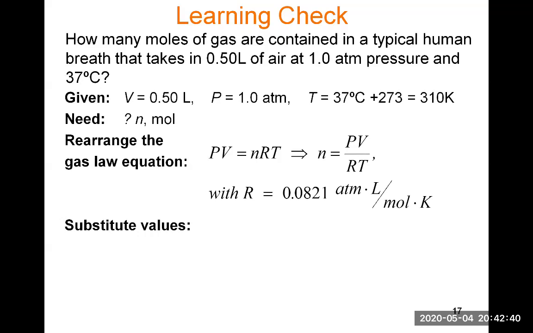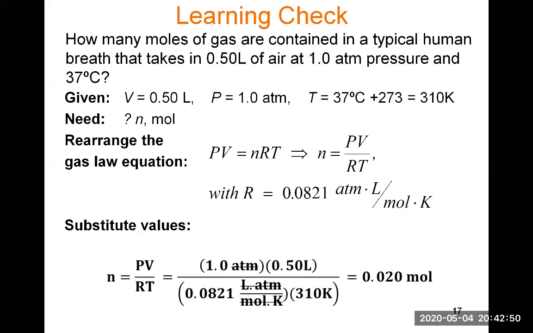Next, we are ready to substitute the values into the formula. And so n will be equal to P times V over RT. So P is 1.0 atmosphere in the numerator, times the volume 0.50 liters, over the R value, which is 0.0821 liters times atmosphere per mole per Kelvin, and times the temperature, 310 Kelvin.